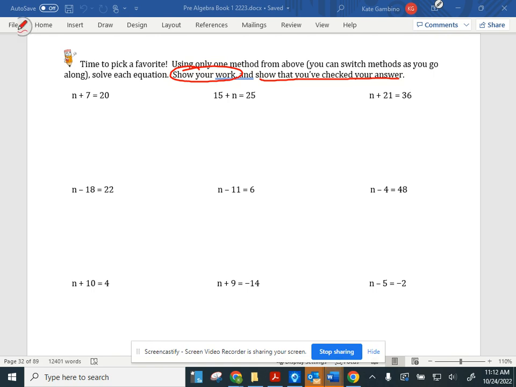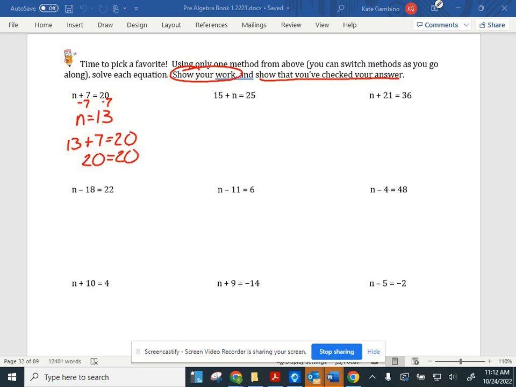Let's work it through. I like the opposites. That's what works best and is easiest for my brain, so I always go with my opposites. If it's plus 7, I'm going to subtract 7. So this would be n equals, because 7 minus 7 is 0, 20 minus 7 is 13. Now I'm going to go back and put it into my original equation. So 13 plus 7 equals 20. 13 plus 7 is 20, so I should see 20 equals 20.